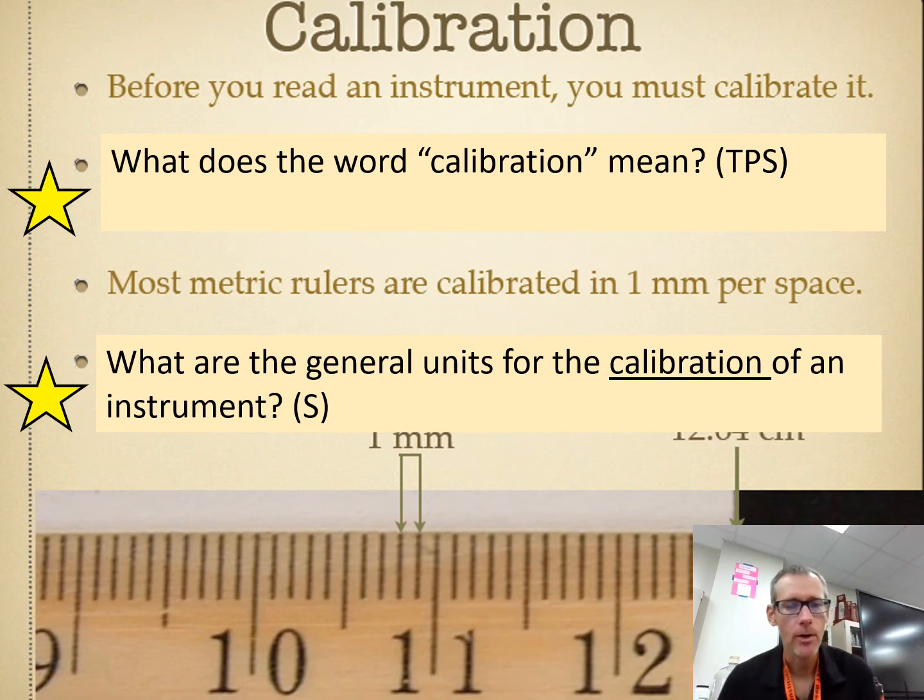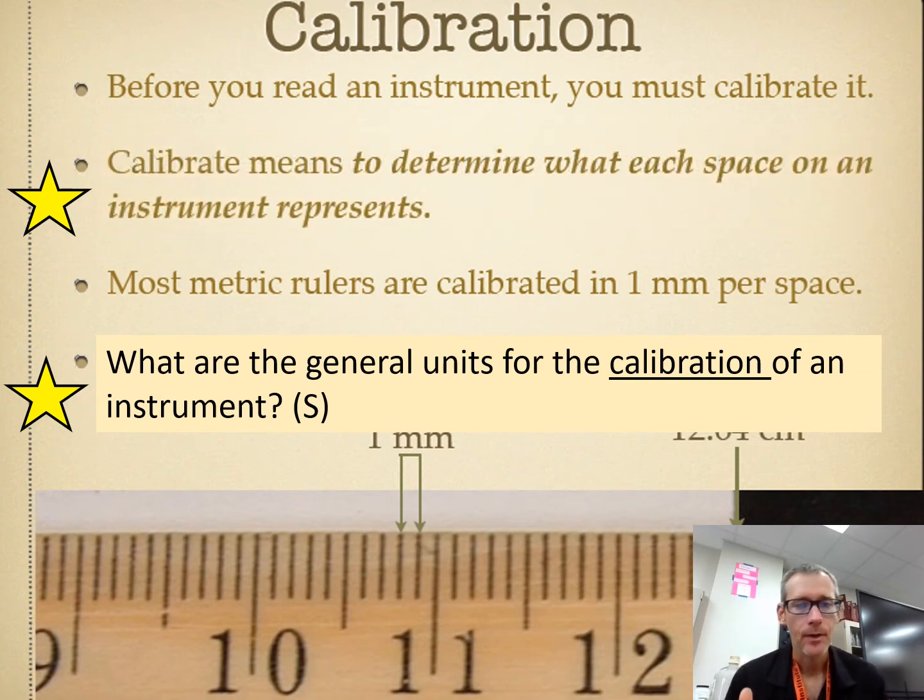Okay, so we talked about calibration before, but quick review. What does calibration mean? You have to determine what each space on the instrument represents. So what does one space equal on that instrument? In the ruler, we talked about this previously, each space is 1 millimeter per space, or 0.1 centimeters per space.